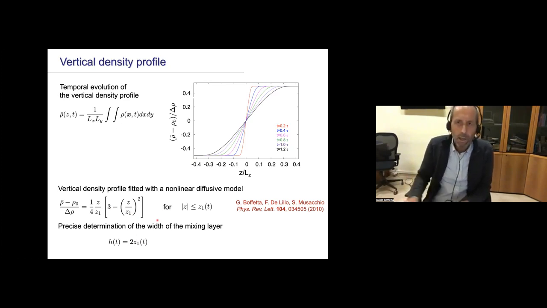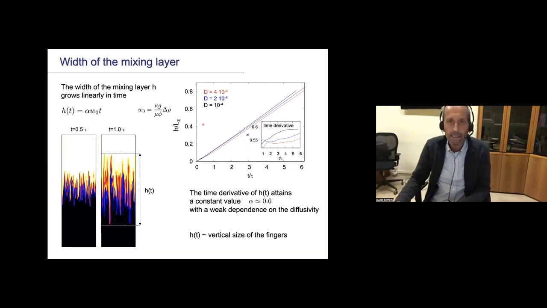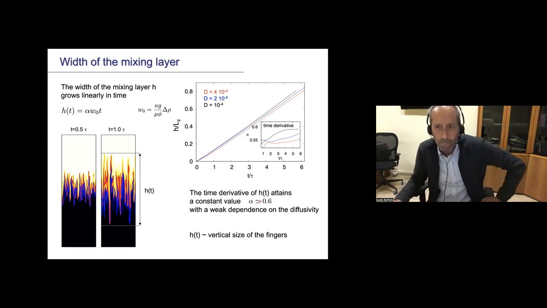Okay, and so we compute how the mixing layer grows in time, and this is the result. This is the extension of the mixing layer as a function of time for three simulations with three different diffusivities, and you see very clearly that it grows linearly in time. This is the big difference with respect to the standard Rayleigh-Taylor problem, in which it grows quadratically in time. So the growth is proportional to this W naught, which I defined before, and there is a dimensionless coefficient here, which can be determined by fitting this line or by taking the time derivative, and we measure that alpha is about 1.06 with still some weak dependency on the diffusivity, on the Peclet number.